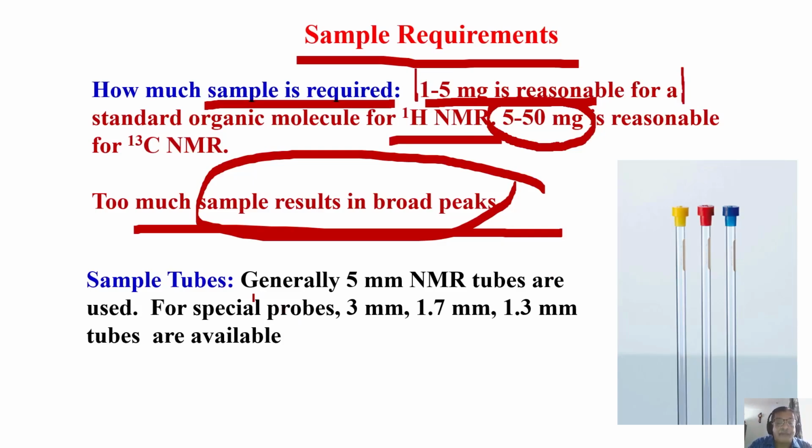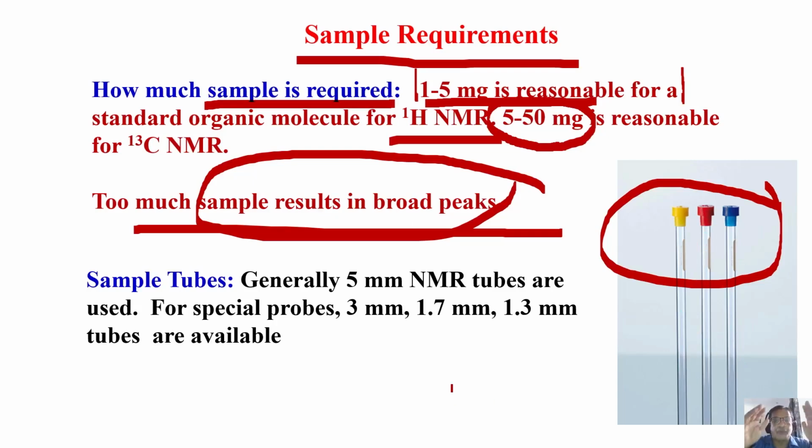And you have to choose the proper NMR sample tubes. Normally, what is used is a 5 millimeter NMR tube. These are the 5 millimeter NMR tubes shown here. If you have special probes, you can use 3 millimeter, 1.7 millimeter, and also 1.3 millimeter tubes. They are available for special probes.